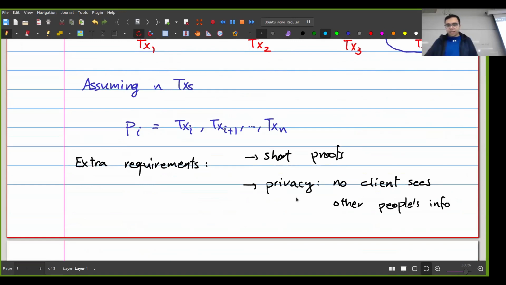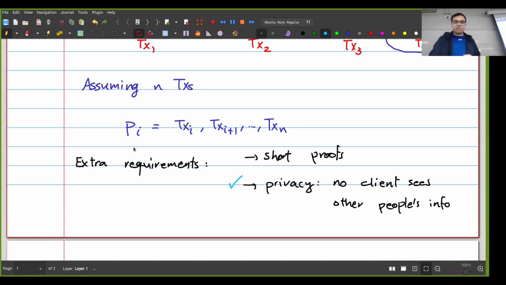But now we also have this privacy. Now we have this as well. No client can see any other client's information. They can only see the hashes, and the hashes don't leak. But we still don't have short proofs. The lengths of our proofs are still as bad as before.